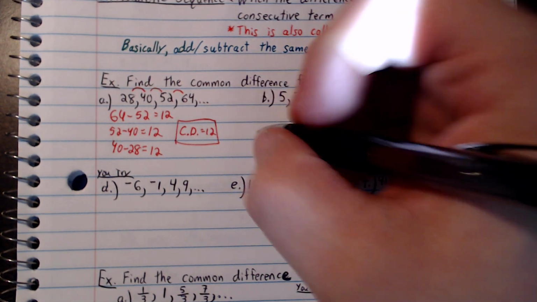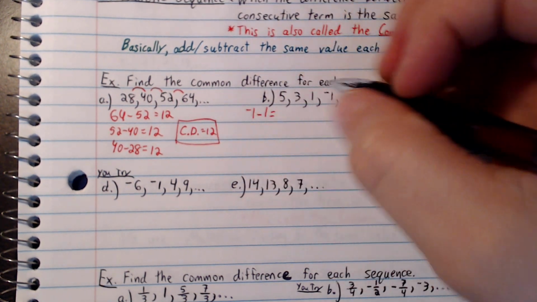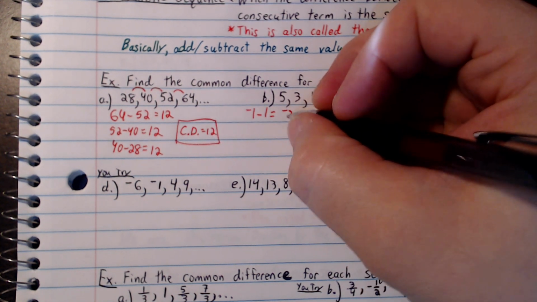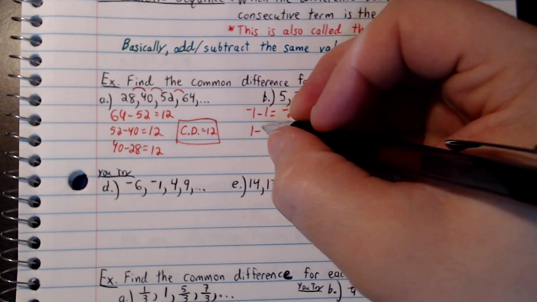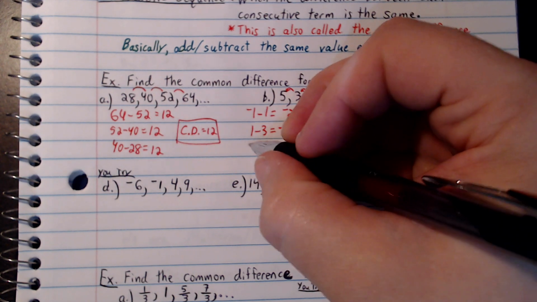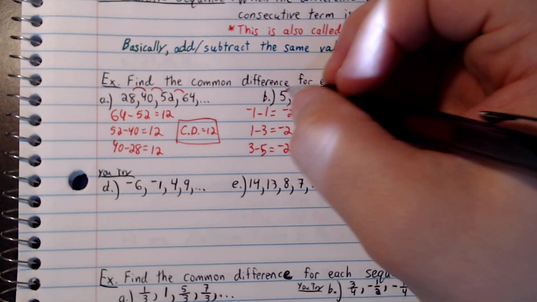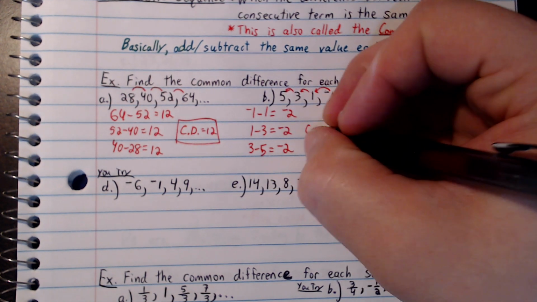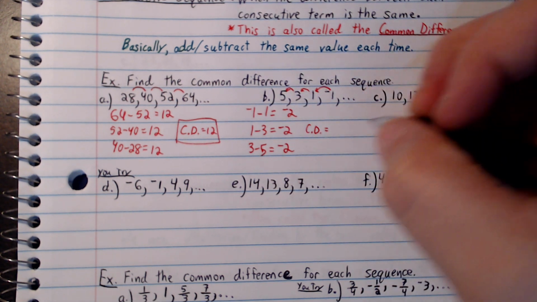This problem right here, we'll start with -1, then we'll subtract +1. I'm starting at the end and going backwards. That gives us -2. Now I'll start with 1, subtract 3. Again, we get -2. And finally, 3 minus 5 gives -2 again. So in between each of these numbers, we ended up having -2. So the common difference in this particular sequence is -2.